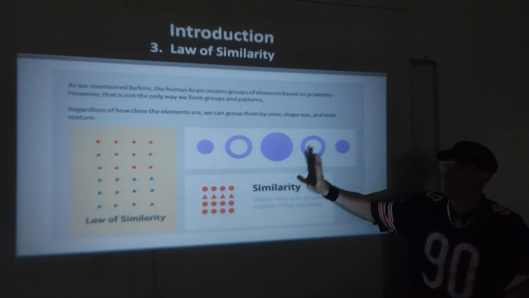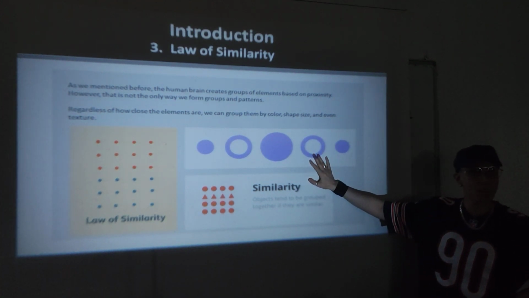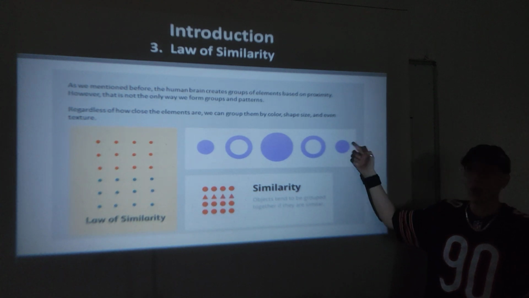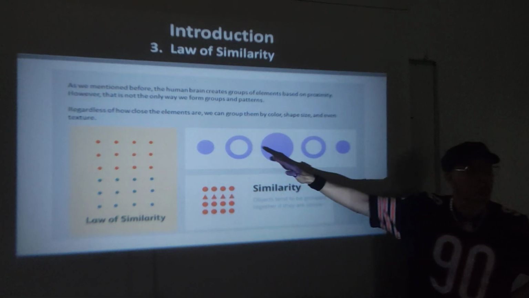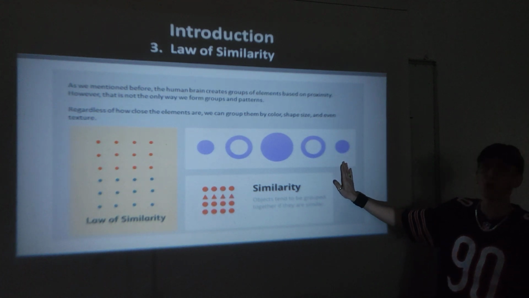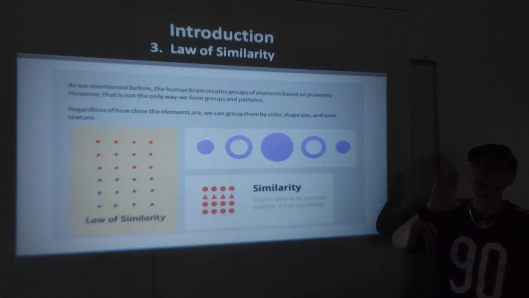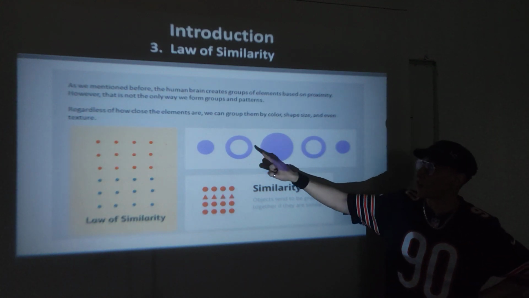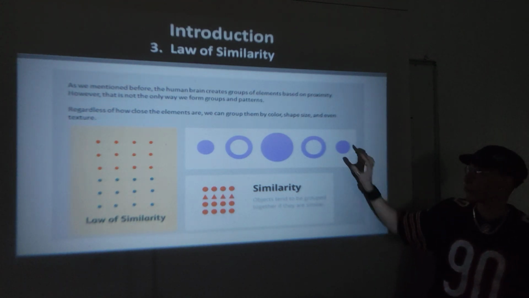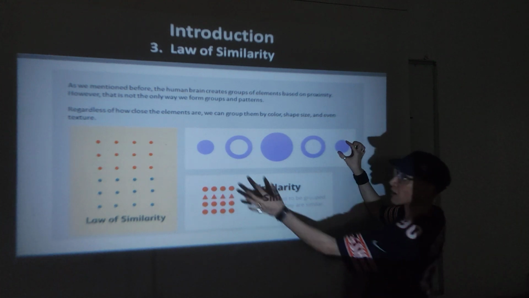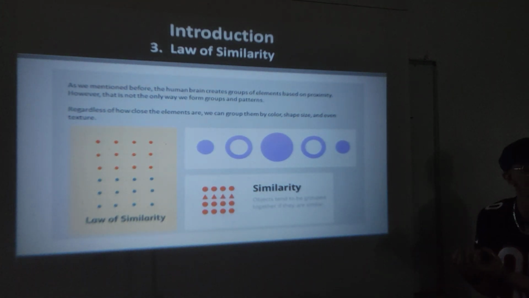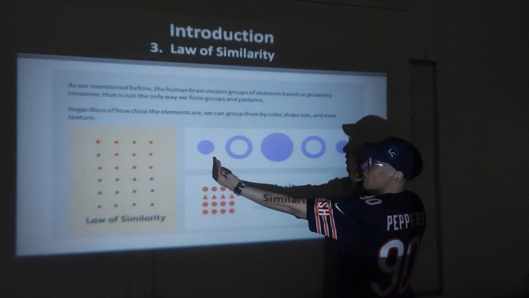Also, the similarity between the shapes. For example, here what do we have? Circles. Do we have a color change? No. All of them the same color, the same shape. But we have a change of size. Look, for example, this is a small circle. This is a small circle. When we look at it, we feel they belong together somehow. They're in a group, even though they are very far apart.